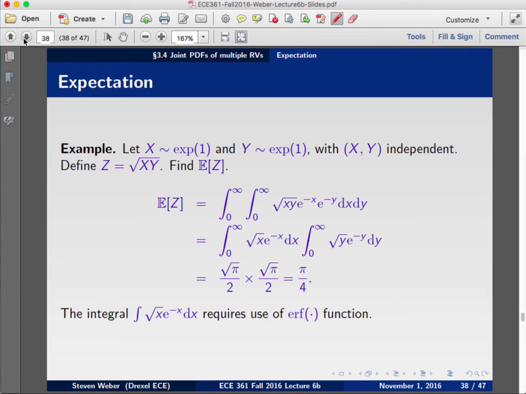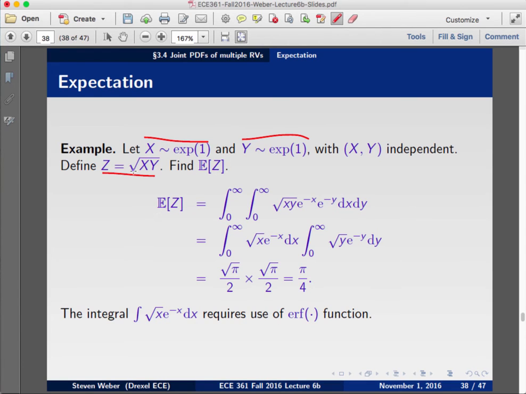Let's do an example. Let's suppose that X is an exponential random variable with parameter 1, and Y is an exponential random variable with parameter 1, and they are independent of one another. And let's let Z equal the harmonic mean of X and Y, that is the square root of their product. And we want to find the expected value of Z.